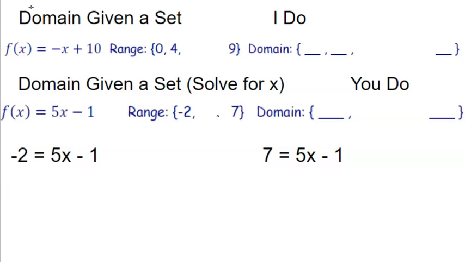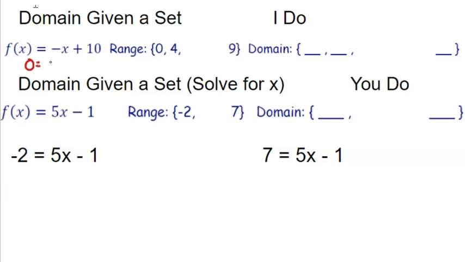Domain given a set. I'll do this one. So we have f of x equals negative x plus 10. Our range is 0, 4, and 9. To do this, to find those values in the domain, we want to set this equation equal to 0, 4, and 9 and solve for those domain values.